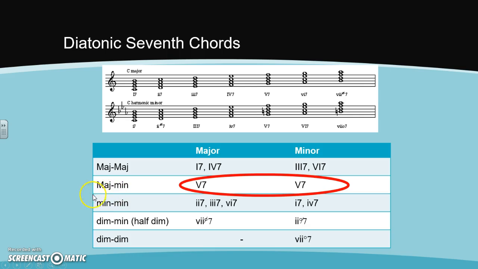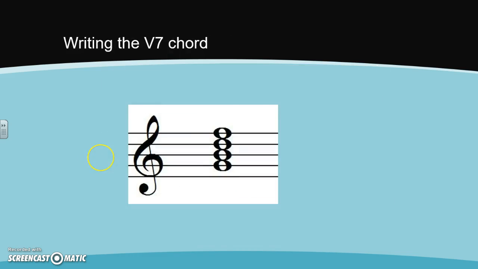The 5 chord in both keys is a major minor 7th chord, and it's the most important major minor 7th chord in the common practice period. So we often just call the major minor chord the dominant 7th because that's the only major minor chord we see, is the dominant. All right, so let's talk about how to spell it.